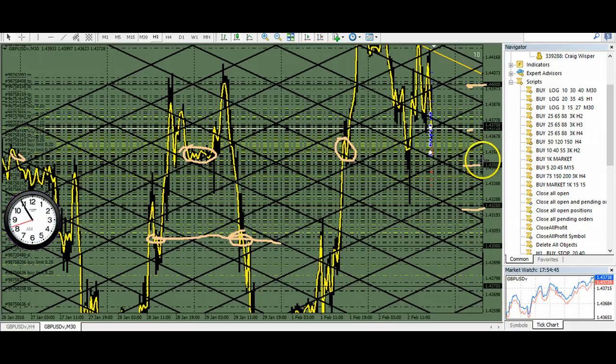I'll put a link to this grid. It's called the Grid Builder. Just go and type MT4 Grid Builder into Google, and you'll see it come up.